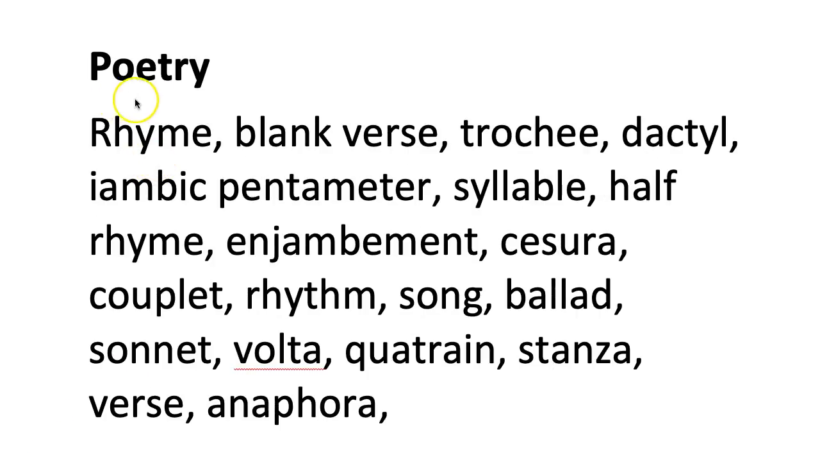And then finally, this is a list of words that you can use in poetry, many of which you might not have come across. But all these are extracts from my guide, and everything in the guide explains all of these fully. I'm not going to do that here on the video. And also, Google's free, you can just look them up. But these are the words: rhyme, blank verse, trochee and dactyl, iambic pentameter, syllable, half rhyme, enjambment, caesura, couplet, rhythm, song, ballad, sonnet, volta, quatrain, stanza, verse, anaphora.